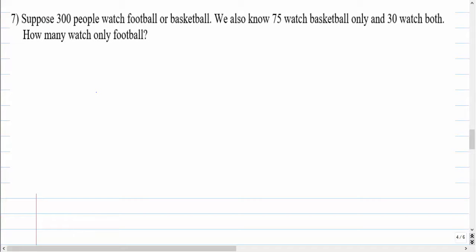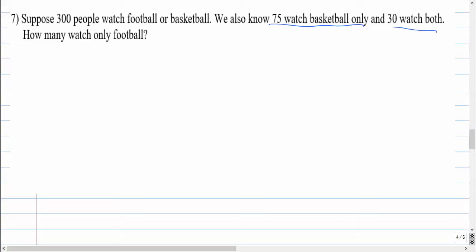Number 7. We're told 300 people watch a football or a basketball game. We also know 75 of them watch only basketball and 30 watch both. How many watch only football? Alright, so again, this is a counting problem.